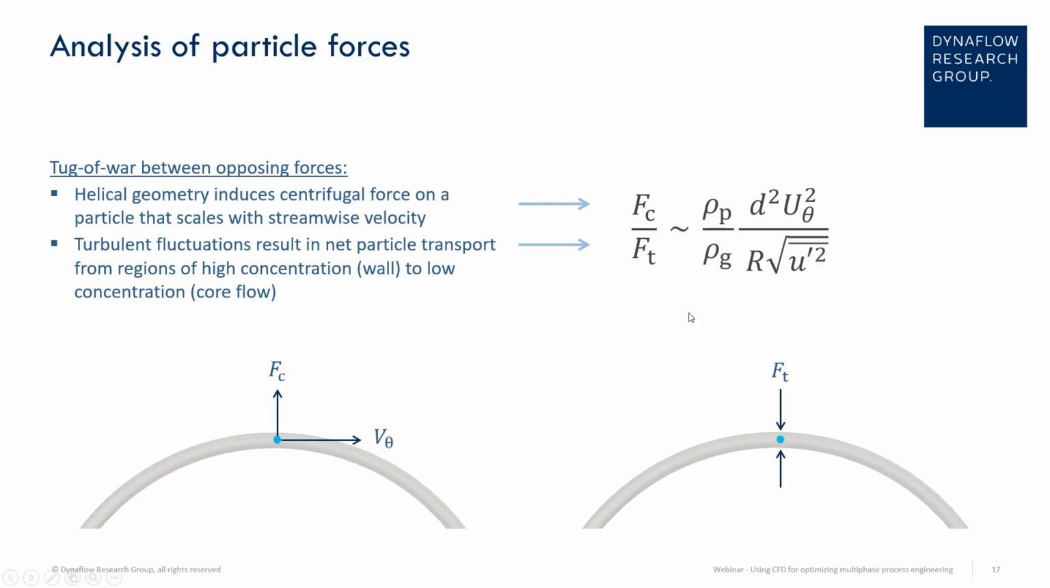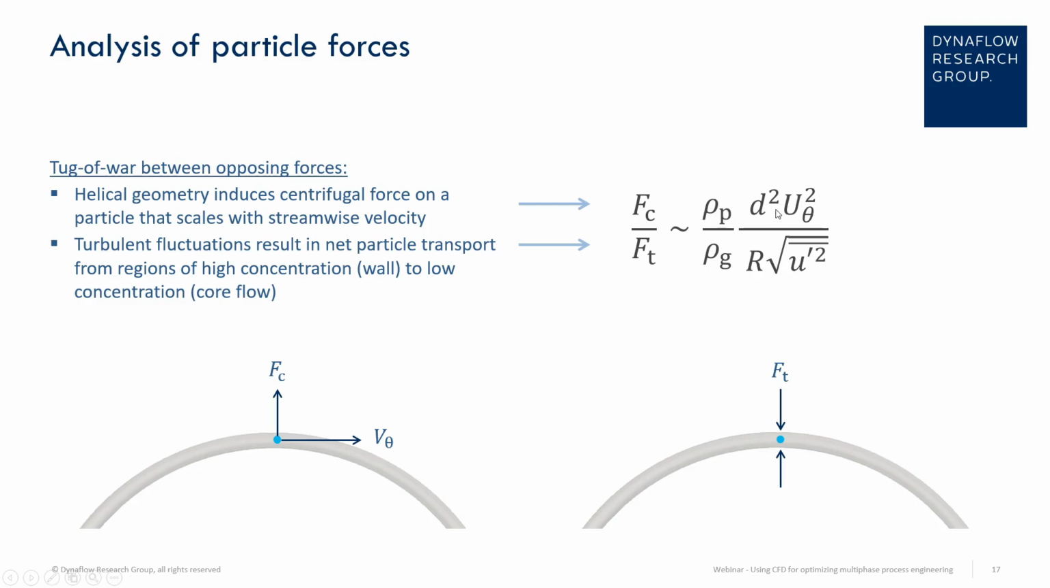What we then did with analytical models is to quantify the order of magnitude of these forces and investigate their ratio. So the ratio of centrifugal forces to turbulent fluctuations scales with the density of the particles over the density of the gas, which for dispersed multiphase flow is often an important parameter. In this case, the gas density is about 1 kilogram per meter cubed, whereas the density of the particles is 2,000-fold of that. So this factor is definitely in favor of outward motion.